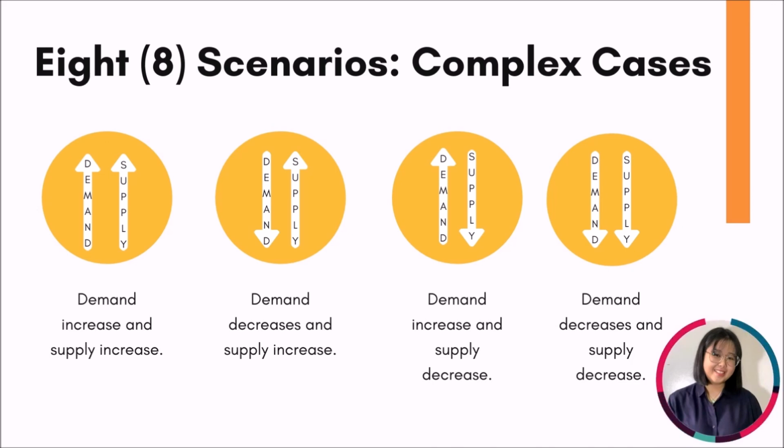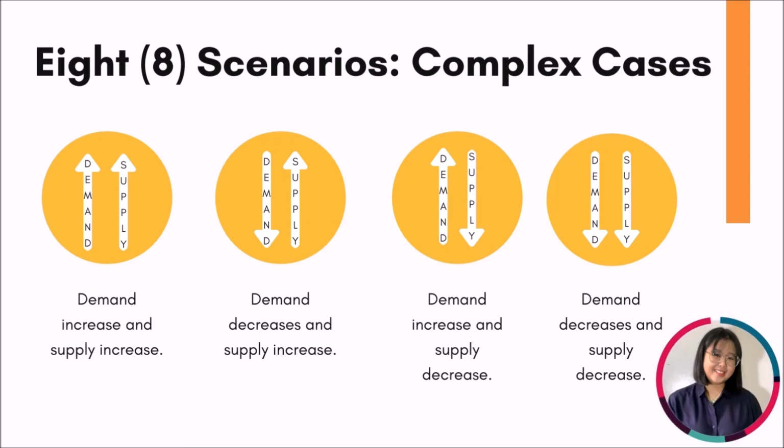First of the complex cases is when demand increases and supply increases. When this is the case, the effect is not easily determined and it depends on how large or small the change is. Second, demand decreases and supply increases. This is where equilibrium quantity is indeterminate while equilibrium price will decrease. Third, demand increases and supply decreases. In this case, equilibrium quantity is indeterminate while equilibrium price will increase.